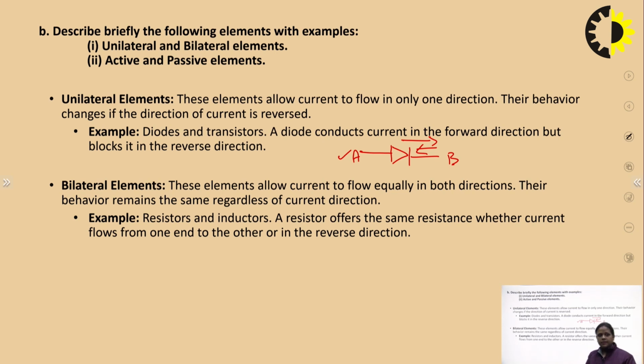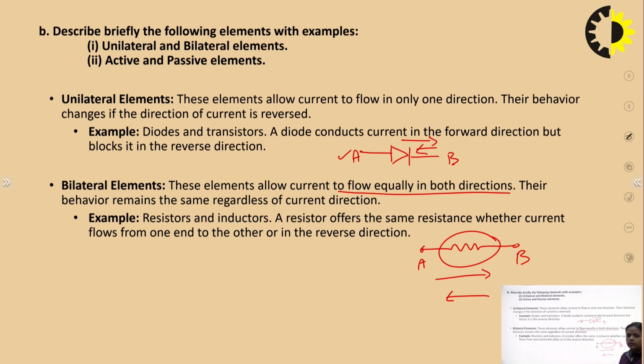Whereas bilateral elements allow current to flow equally in both directions, and their behavior remains the same regardless of the current direction. Examples are resistance or inductor. If we take the example of resistance, with terminal A and terminal B, if current is flowing from A to B or from B to A, the behavior of the element will remain the same. It will not get changed. These kinds of elements are called bilateral elements.